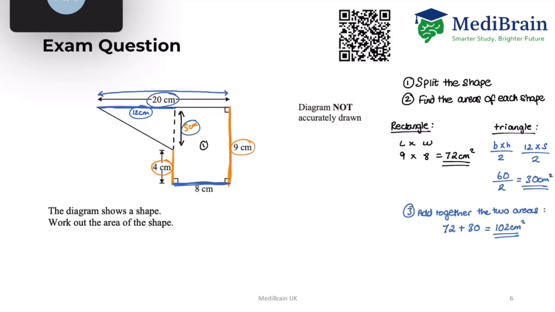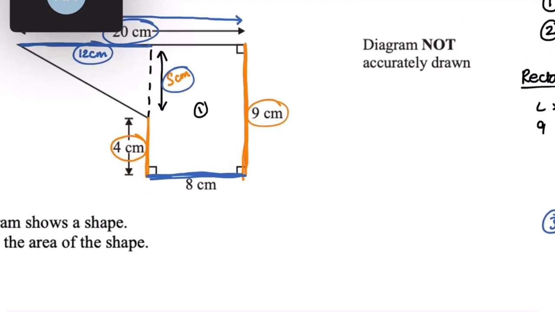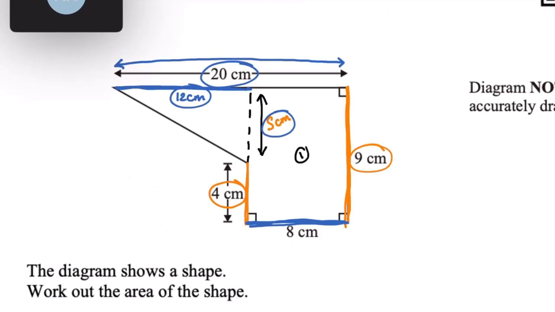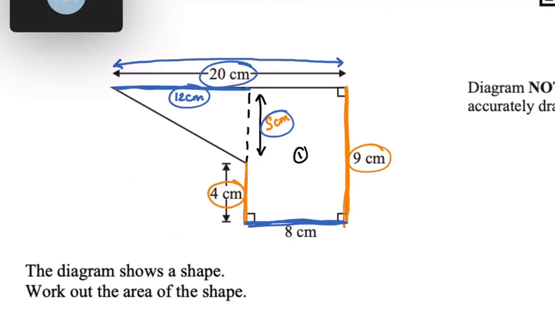Okay, so again, we worked through that step by step. You split the shape first. You find the areas of each shape. Work out your missing sides. So over here, you needed to work out this length and this length for your triangle. For the vertical ones, you look at the vertical lines. The total distance is 9 centimeters. This distance over here is 4 centimeters. The remaining distance will be 5 centimeters, because 5 and 4 will give you the total distance of 9 centimeters.